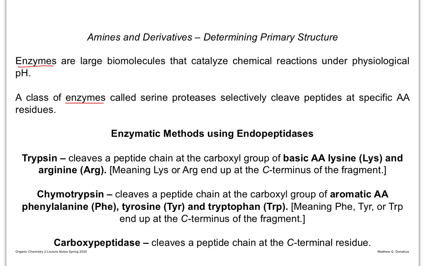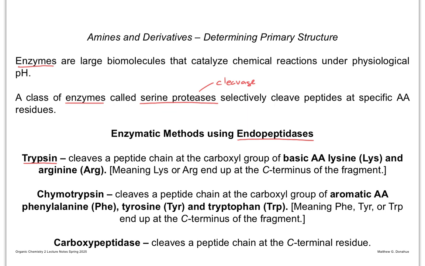The ones that we're going to learn about are called serine proteases. So enzymes that end in -ases, they do cleavage reactions. And these serine proteases will cleave specific amino acid residues in a very selective fashion. These serine proteases are also called endopeptidases. So there's 3 of them that we'll look at. The first one is called trypsin.